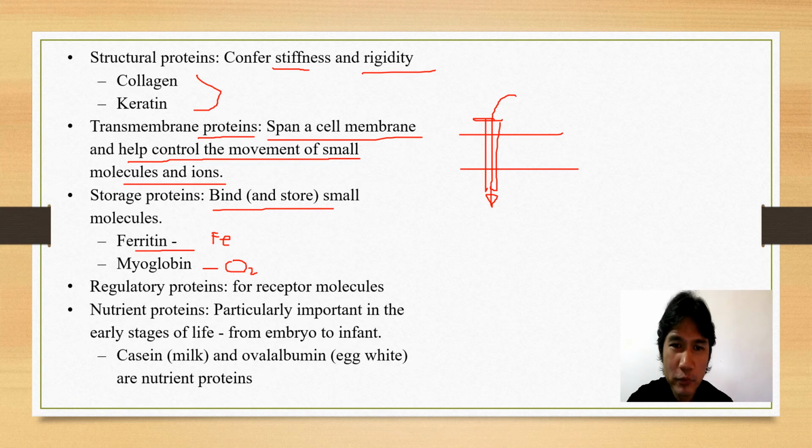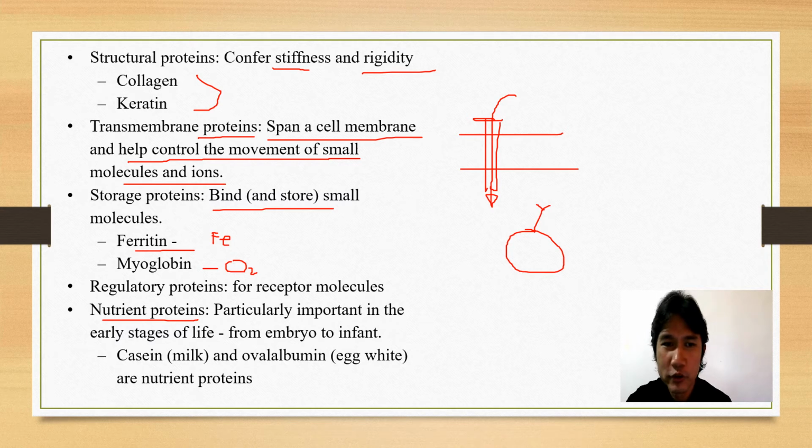Then we have regulatory protein. These proteins serve as receptors of molecules. Usually, they are at the surface of the cell. They regulate the communication between cells. Then we have nutrient protein, particularly important in the early stages of life. We have casein present in milk, ovalbumin present in the egg white. They are considered as nutrient protein.